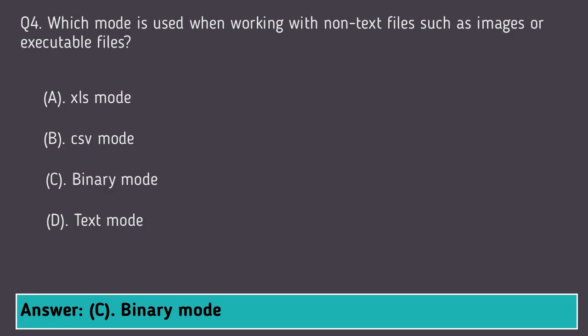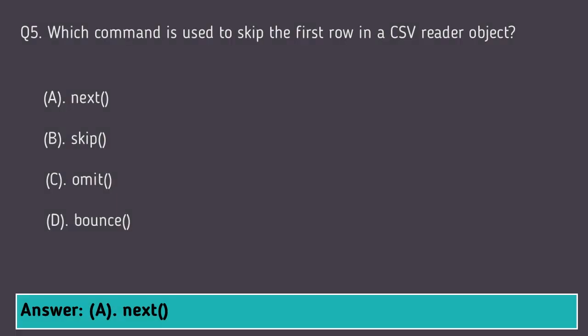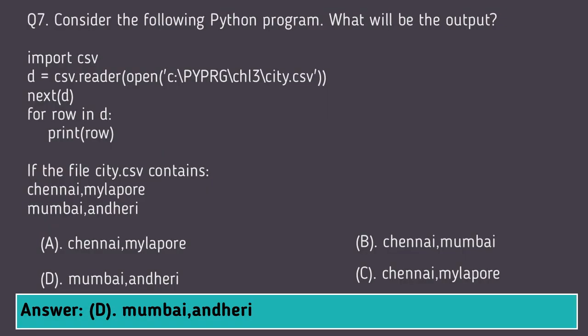Binary mode is used when handling non-text files like images or executable files. The next function is used to skip the first row when reading data from a CSV file. In the CSV writer method, the string that ends each line is called the line terminator. The next function skips the first row, so the program prints the second row, Mumbai and Andheri.